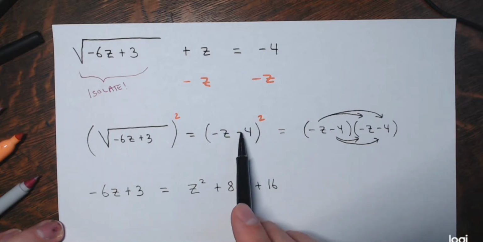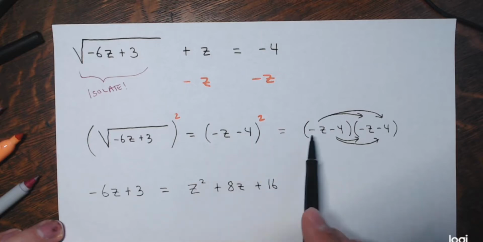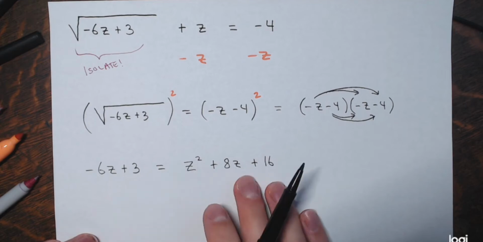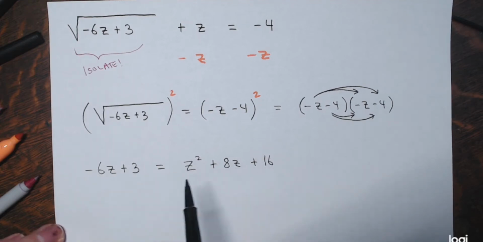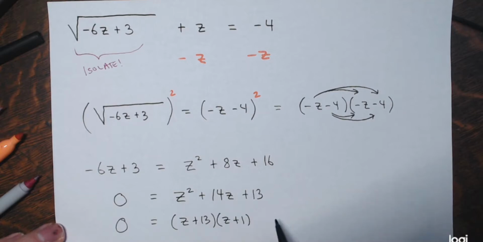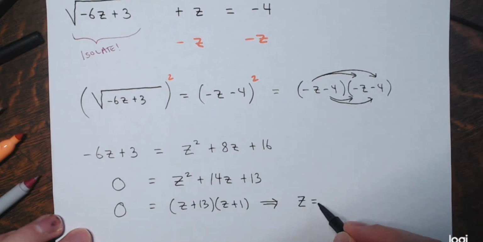Be careful. You don't just distribute powers over here. If you have multiple terms raised to a power, that means you have to take that expression and multiply it by itself so many times. Now I'm solving this resulting equation. Again, I'll take everything to the right side. I get 0 equals z squared plus 14z, because I add 6z to both sides, and then subtracting 3 gives me plus 13. Then this factors pretty easily: z plus 13 times z plus 1. And so the possible solutions here are negative 13 and negative 1.